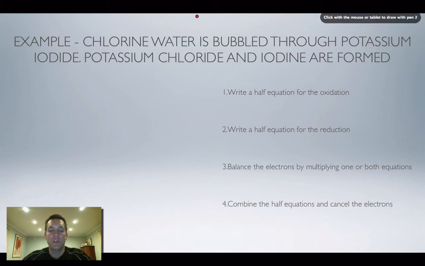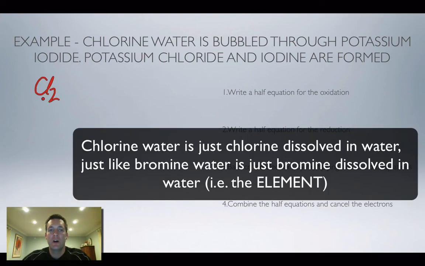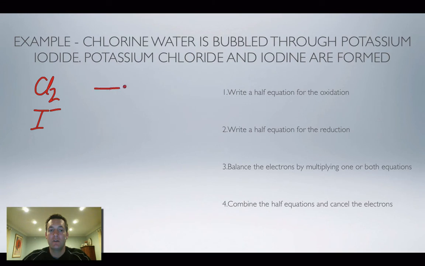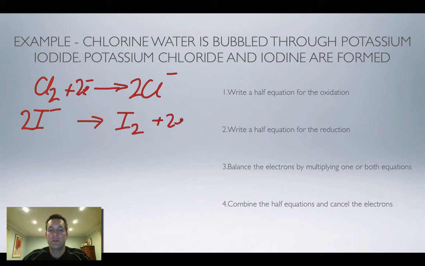Okay, chlorine water is bubbled through potassium iodide. What have we got here to begin with? Well, we've got chlorine molecules, and we've got iodide ions, and we've got potassium ions as well, but they're not changing, so I'm not going to write any half equations for them. What are we making? Well, we're making chloride ions, okay, and we're making iodine, right? Balancing the atoms, 2 and 2. Balancing the charges, 2 electrons, 2 electrons. So that's writing half equations like we did in the last film.